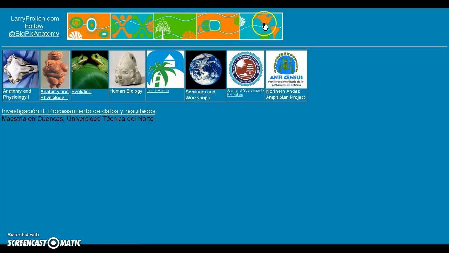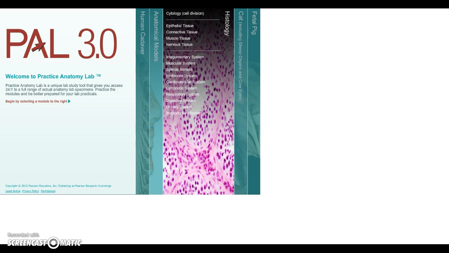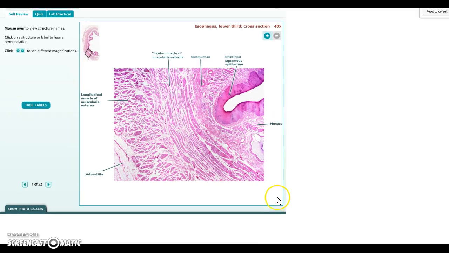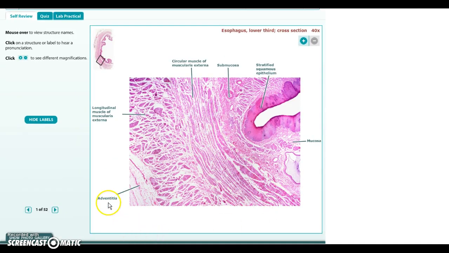Back to the PAL program. We're looking under histology, and we're going to be looking at the digestive system down here. I'm just going to turn the labels on and go through and take you to some of the key features that you would want to pay attention to.